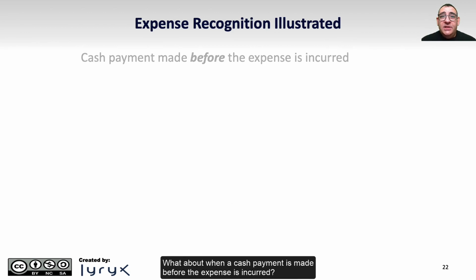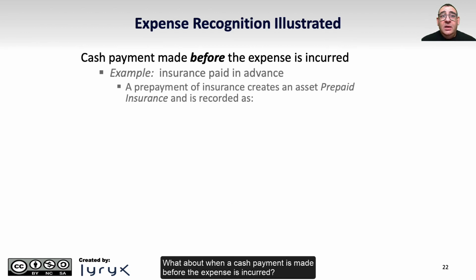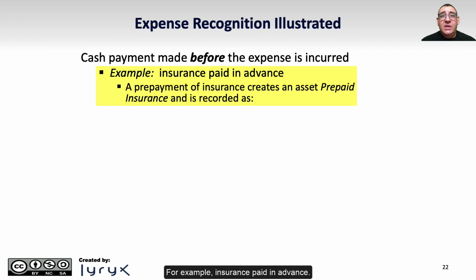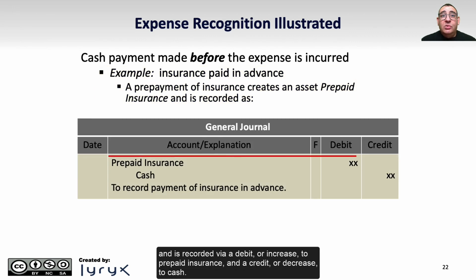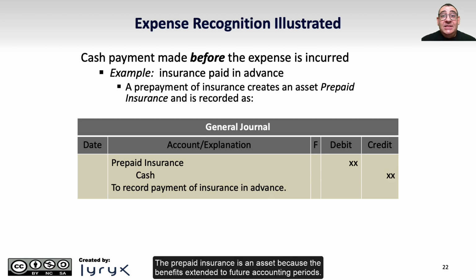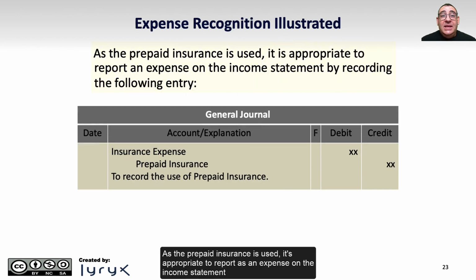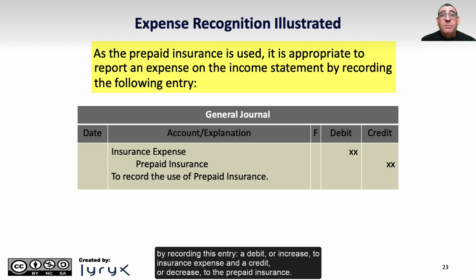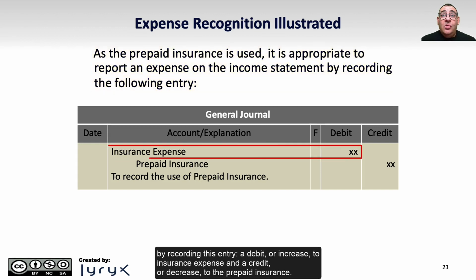What about when a cash payment is made before the expense is incurred? For example, insurance paid in advance. A prepayment of insurance creates an asset called prepaid insurance and is recorded via a debit or increase to prepaid insurance and a credit or decrease to cash. The prepaid insurance is an asset because the benefits extend to future accounting periods. As the prepaid insurance is used, it's appropriate to report it as an expense on the income statement by recording this entry, a debit or increase to insurance expense and a credit or decrease to the prepaid insurance.